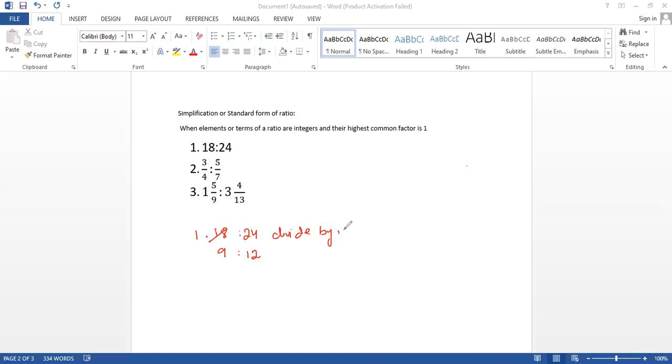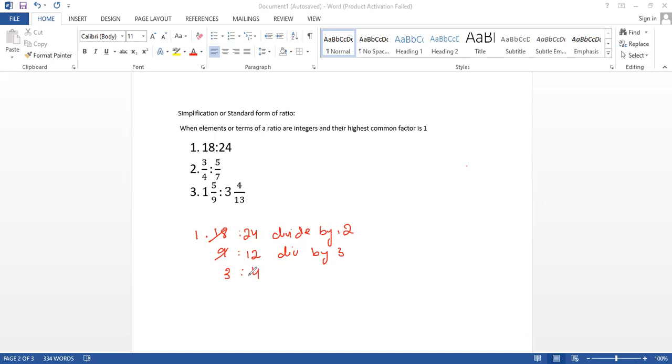Now I'll see if this can still be divided more. So 9 and 12 both come in the table of 3. So if I divide by 3, 3 3s is 9 and 3 4s is 12. 3 is to 4. Now I can't divide it any further. So this is a simplified form.